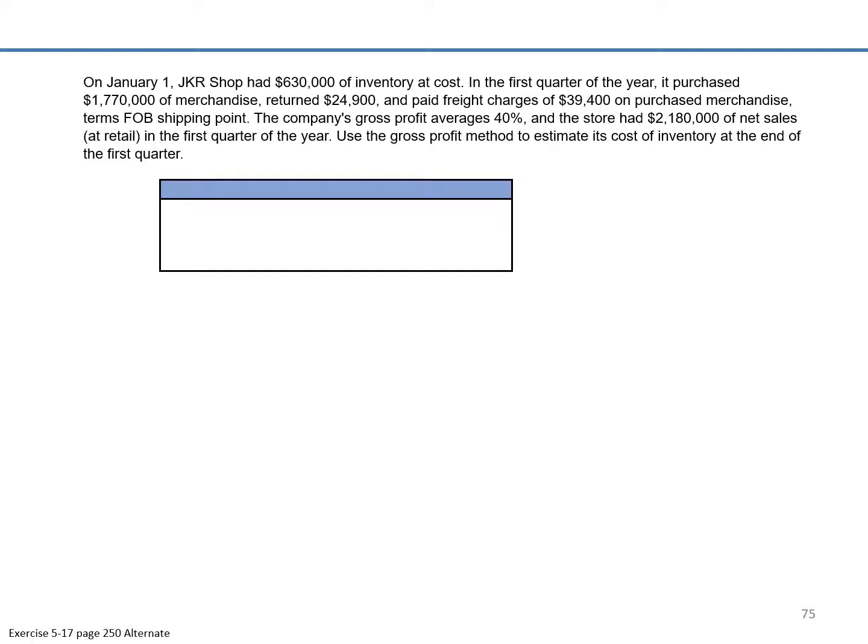All right, so they tell us that the company had $2,180,000 of sales, and that their gross profit was approximately 40%. So that must mean that their cost of goods sold is 60%, right? So 60% times $2,180,000 is $1,308,000. 2,180,000 minus 1,308,000 is gross profit of $872,000.